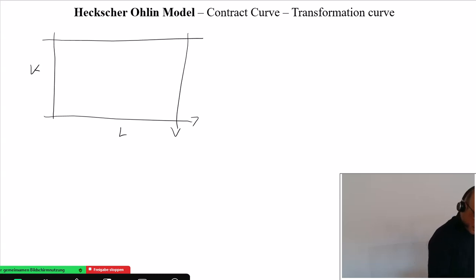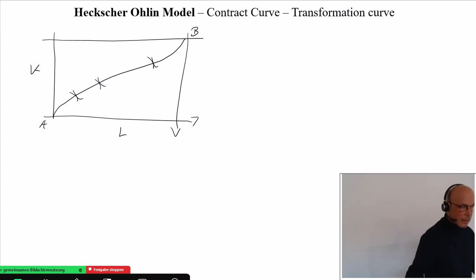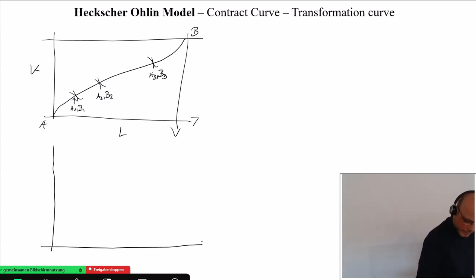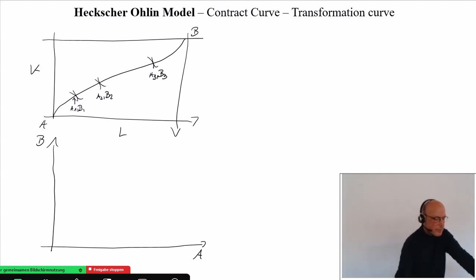L and K, B, A, and our contract curve. And these are all output combinations. So this would represent A1, B1, A2, B2, A3, B3. And this we can then put in a diagram where we now want to move this combination here.